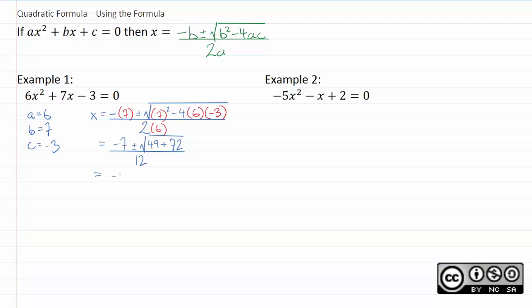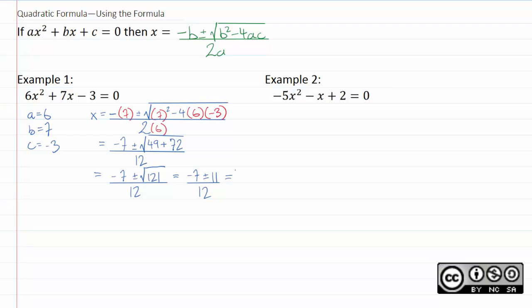As it turns out, 49 plus 72 is 121. And that's actually a nice square root. That is actually 11 right there. The square root of 121 is 11. And so to finish this off, we'll have negative 7 plus or minus 11 over 12. Now there is one last step we need to do here. Plus or minus means you have two answers. One where that's a plus and one where that's a minus. We need to find both.